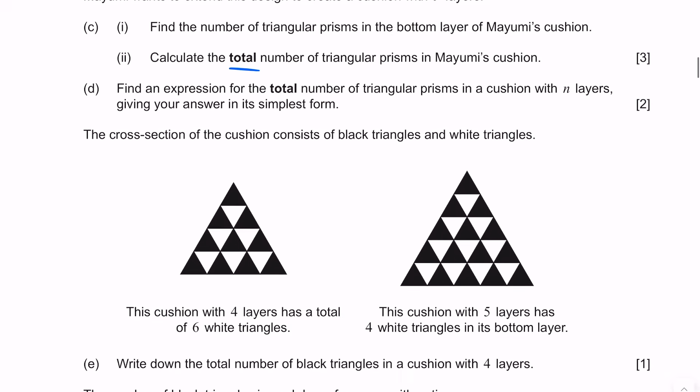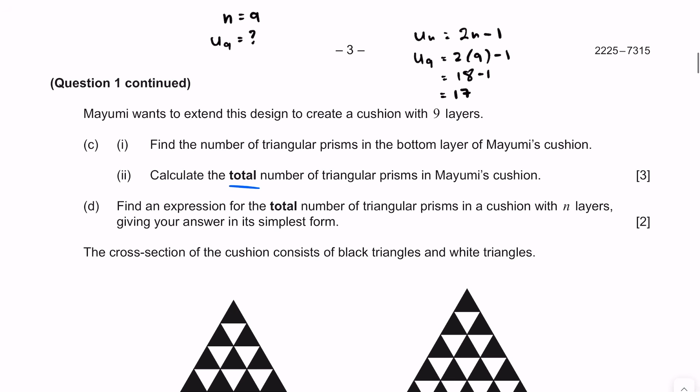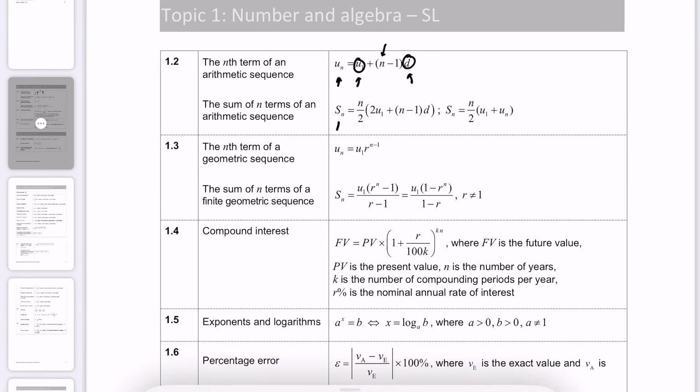For this, we'll need to use our sum formula. So let's go to our formula booklet, and we'll find the sum formula here. So we want to find the total. Here's the sum right here. Sum of n terms is given by n over 2, 2 times u1, the first term, plus n minus 1 times d, the common difference. This is the equivalent formula, but for this we need n, u1, and we also need to know the value of the 9th term. In this case, we actually do know this, and this, so this might be the easier formula to use. Both of them will work though.